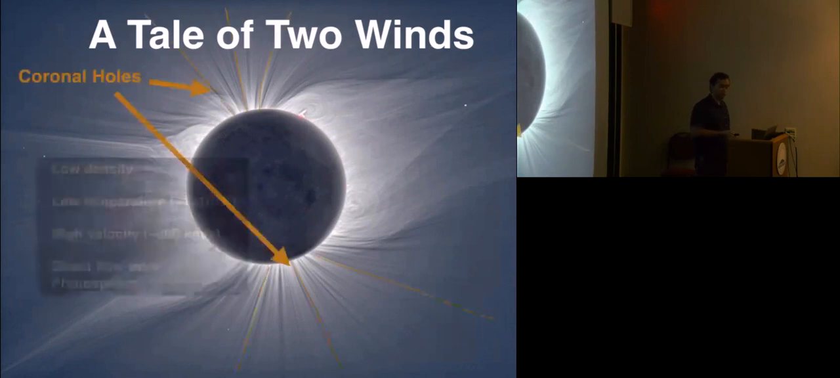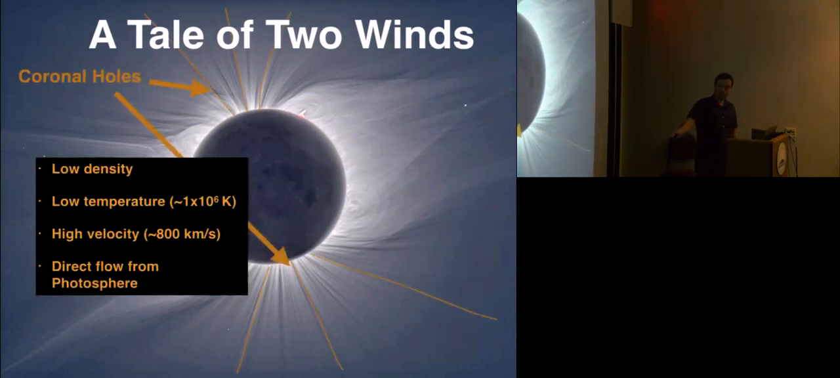The first type happens in these regions where you have radial field lines, and we call these coronal holes. So far away from the sun, we observe a solar wind density that's very low, a temperature of about 1 million Kelvin, and a high outflow velocity. And again, remember, this is flowing basically unperturbed from the solar surface all the way out into the solar wind.